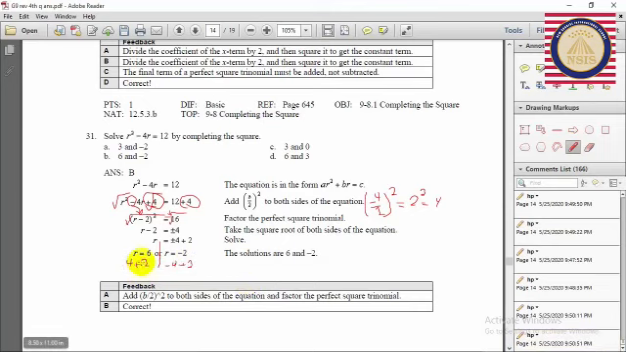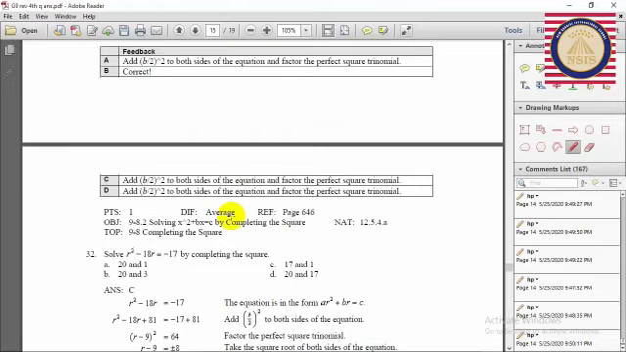And 4 plus 2 is 6. Okay? So, my answer is 6 and negative 2, which is B. Very good. Completing the square.